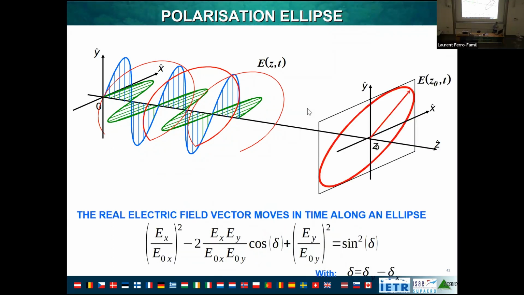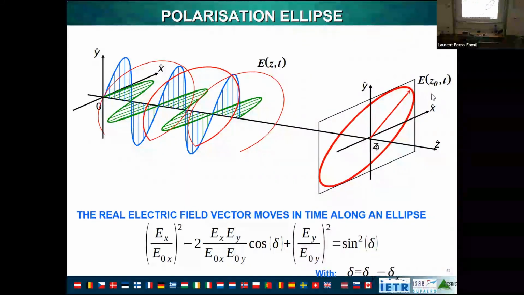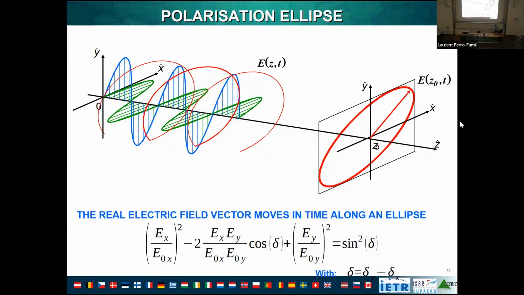Okay, so when the electromagnetic field propagates, it moves like this, really. And if you put a vertical plane, which is orthogonal to the direction of propagation, and you let the electromagnetic field go through this plane, then you will see that as time goes, it describes a polarization ellipse. And this ellipse is all you need to know if you want to define the polarization of the wave.